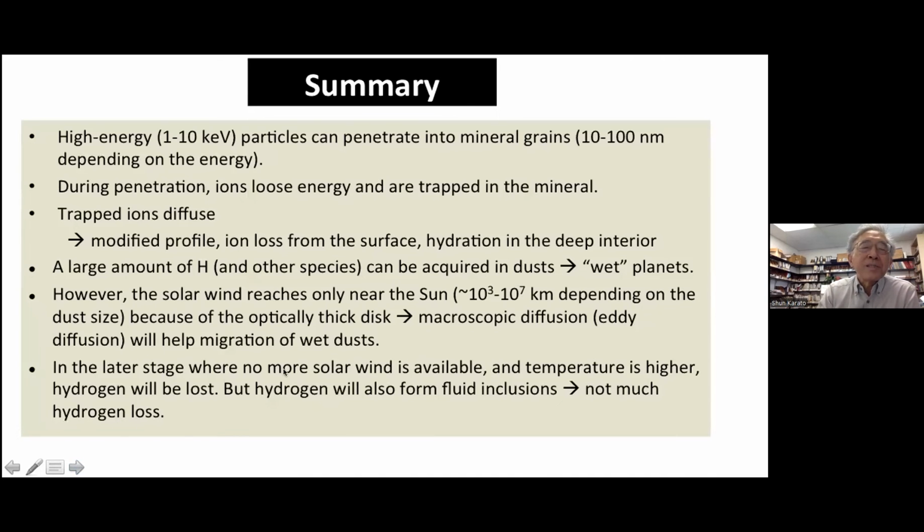So the summary is, high energy particles from the solar wind can penetrate into the mineral grains to hydrate those mineral grains. And once you hydrate mineral surfaces, those ions may diffuse out from the grain, but also diffuse into the grain. And this might provide an interesting, important mechanism to make wet planets. I will stop here. Thank you very much.